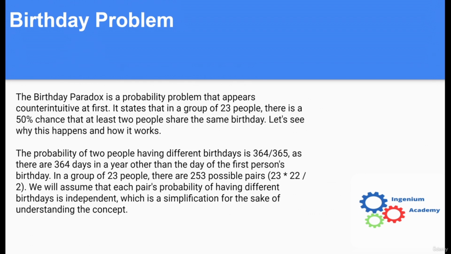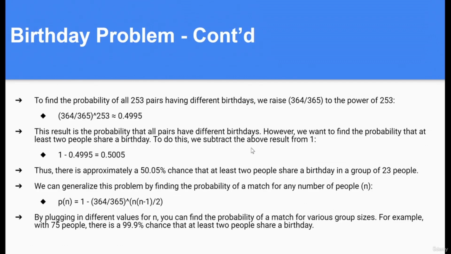And so how does this math work? It essentially says that the probability of 2 people having a different birthday, we have the start here, is 364 out of 365. There are 364 days in a year other than the day of the first person's birthday. And so in a group of 23 people, there are 253 possible pairs, using the formula for the number of combinations of size 2, because we're talking about pairs of people. Essentially what we do, moving on to the next slide, is that we know that the chance that they have a different birthday is 364 out of 365.